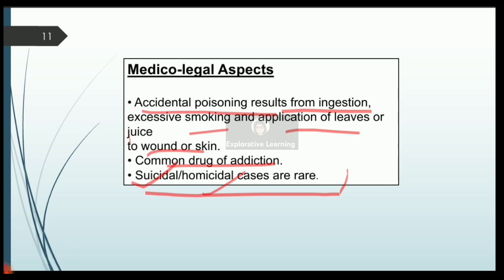So this is it for the day. I hope you liked the lecture, and we have already studied lots of cardiac poisons, from Digitalis purpurea to Oleander, Nerium, and this is the nicotine plant. Thank you so much and keep watching the lectures.